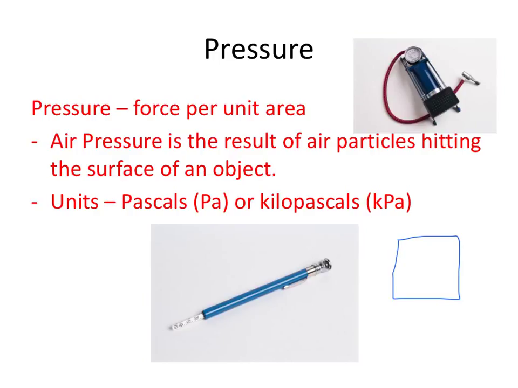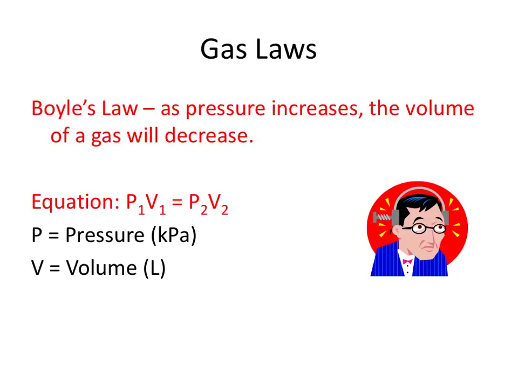Now, when we talk about air pressure, like on a wing of an airplane or on the inside of a container, air pressure is the result of air particles bouncing and hitting off the surface of an object. Remember, when air particles are moving, they are bouncing all over the place, and when they hit an object, that exerts force and causes pressure.